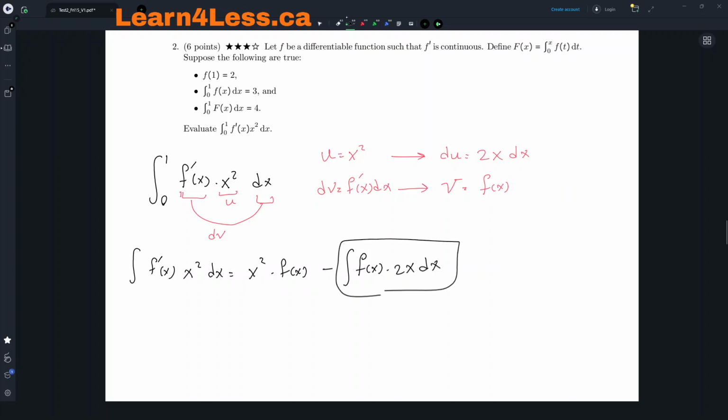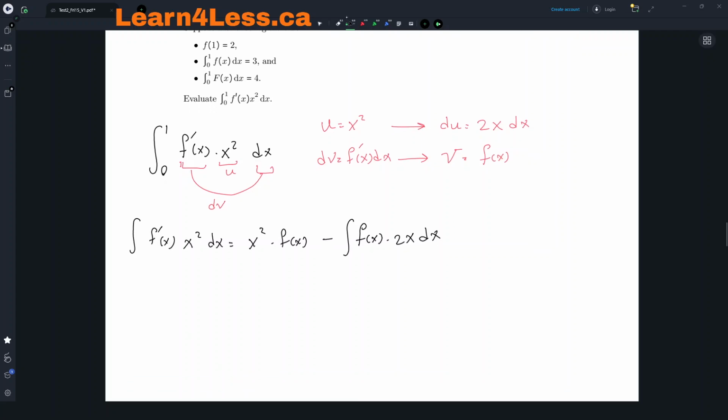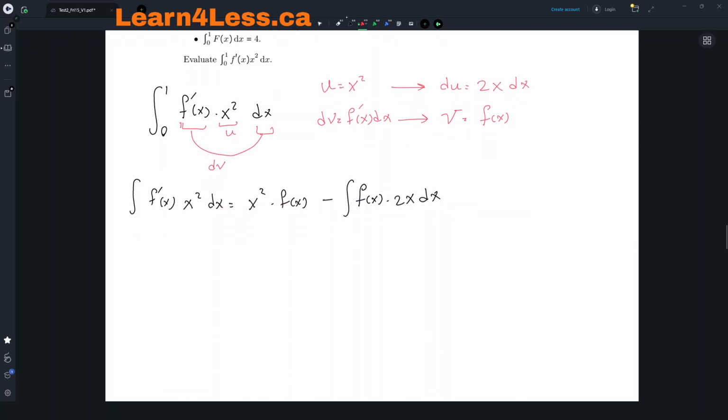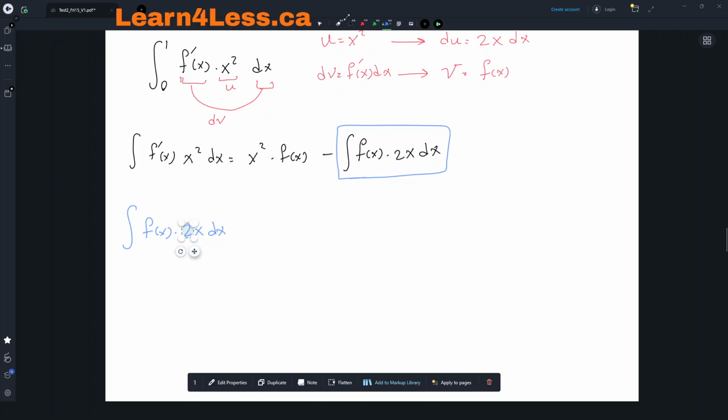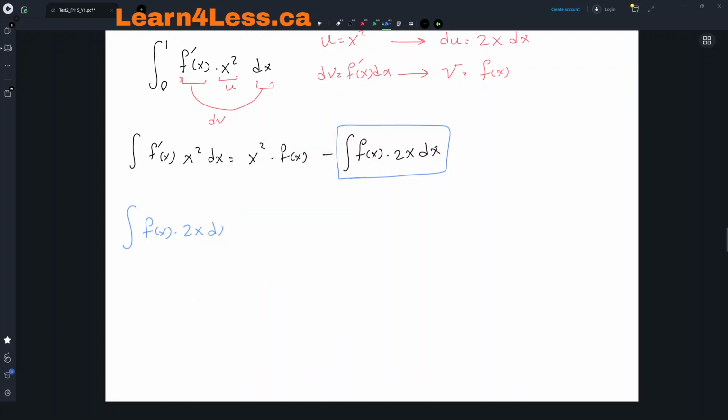And now we need to deal with this integral, which actually looks a little bit better, because in the previous step we were supposed to deal with x squared. Now we are dealing with 2x, or just x, because the 2 is a constant and you can take it out. So it seems to be a little bit of an improvement. So now let's focus on just this part. I can write the integral of f of x times 2x dx. Let me just take out the 2, or I can just keep it inside. It really doesn't matter.